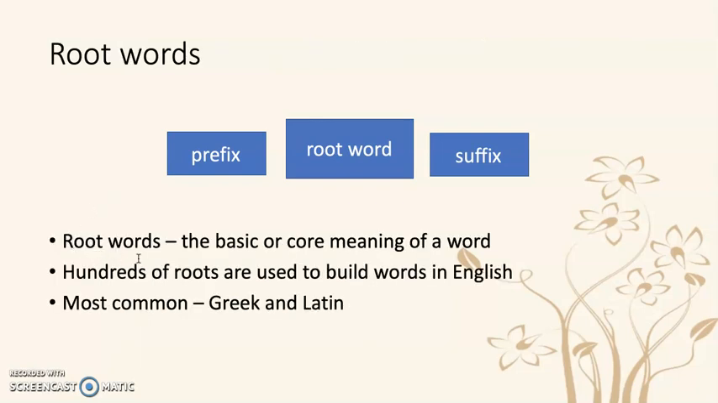The root word contains the basic or core meaning of a word. It's the most general meaning of the word. But when we put the prefix in front, that often changes the meaning somehow. It changes it in different ways, and the suffix can also change it a little bit. Hundreds of roots are used to build thousands of different words in English. Most commonly, they are Greek and Latin.